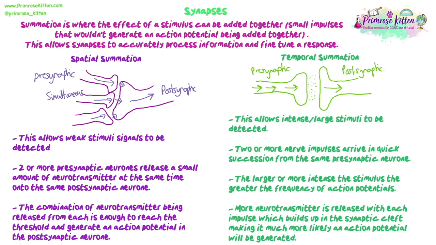neuron. So we've got spatial, more than one presynaptic neuron junctioning onto one postsynaptic neuron. And then we have temporal, which is about the frequency of those potentials coming down and therefore increasing the strength of the signal and increasing the chances of an action potential.